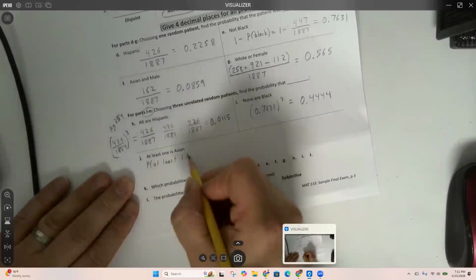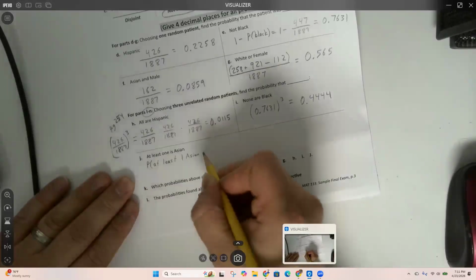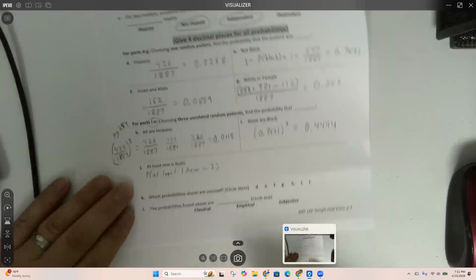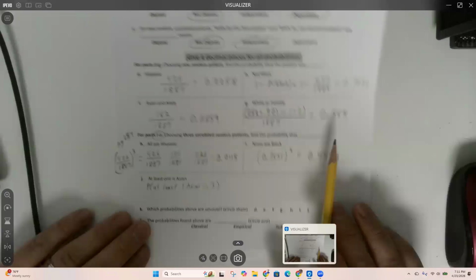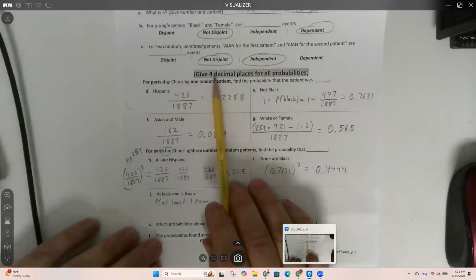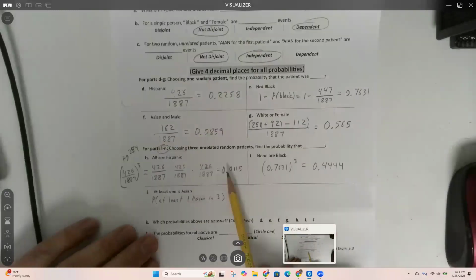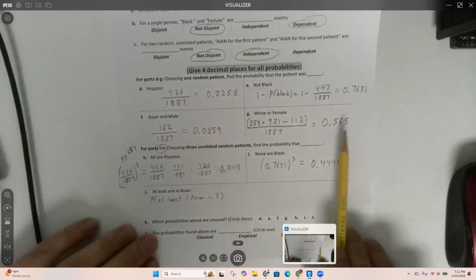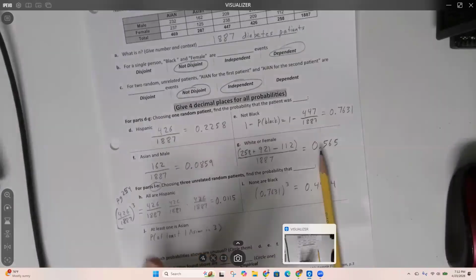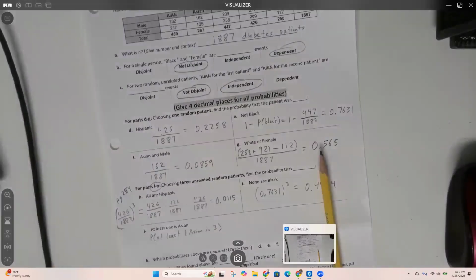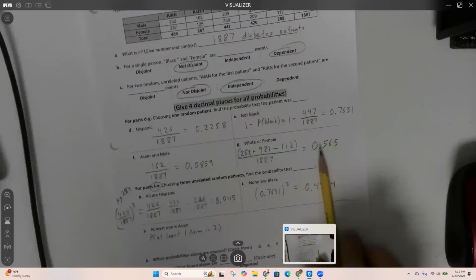Hey Joe, I put 0.444 because I thought we were only doing three decimals, but if we're doing four, all of them are four. Oh, did we miss a decimal on this one? Yeah, we did. Yeah, we missed a four.